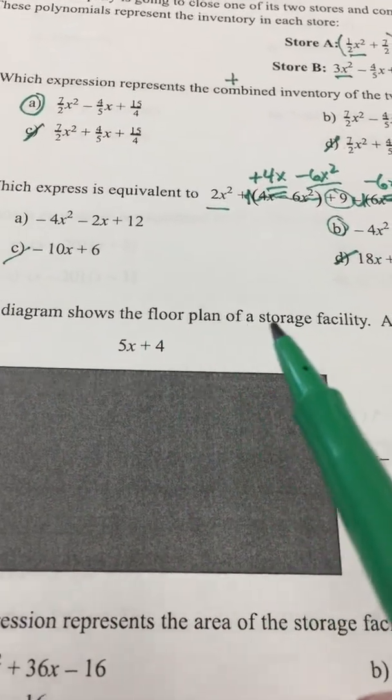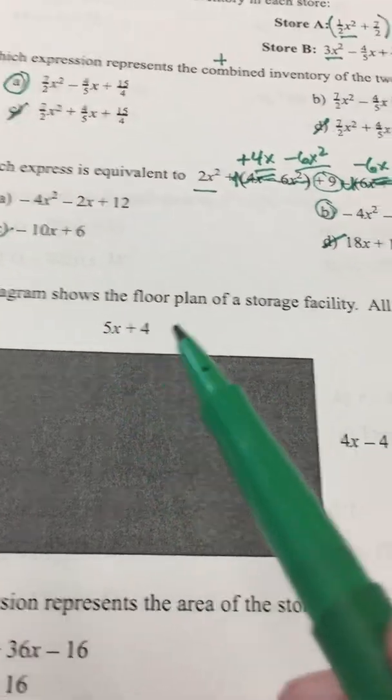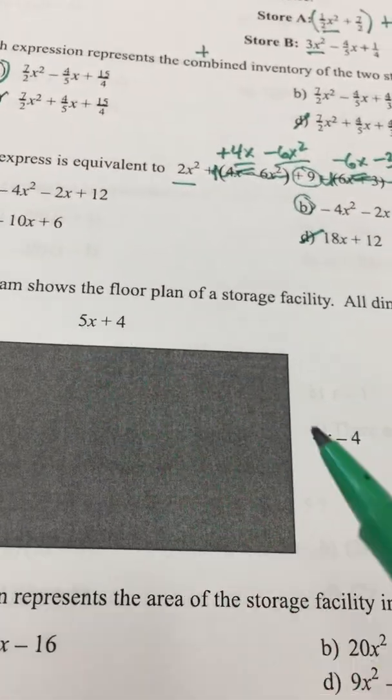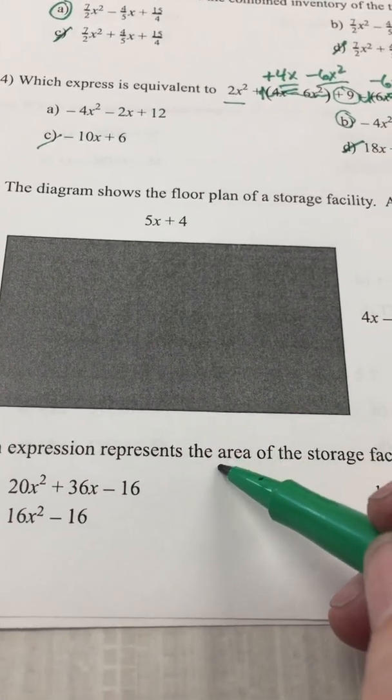The diagram shows the floor plan of a storage facility. All dimensions are given in feet. So here's my length, here's my width. Notice that these are lovely polynomials. Which expression represents the area of the storage?